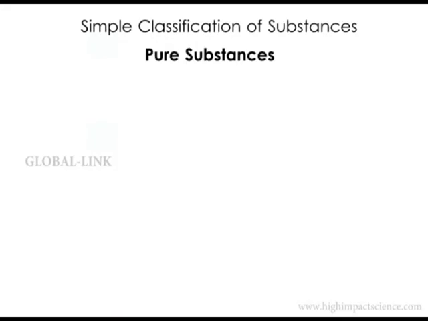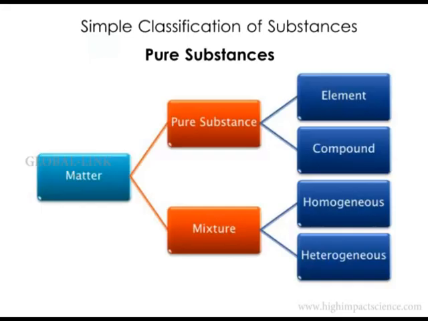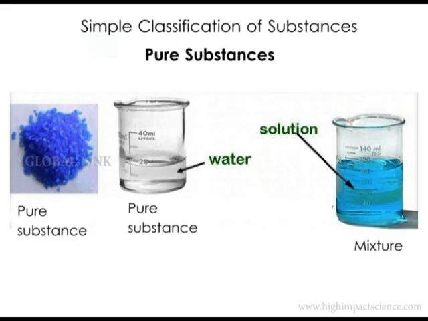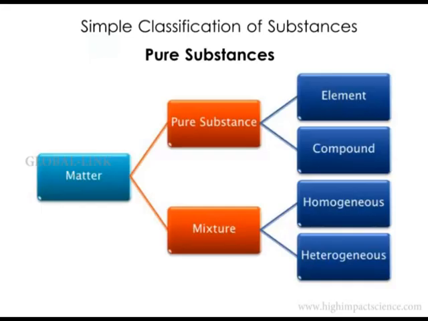Next, pure substances. Now, having looked at mixtures, their types and how they can be separated, we now look at pure substances. When a mixture is separated into its constituent components, those individual components are now pure substances. So, copper 2 sulfate is a pure substance. Water is also a pure substance. But a solution of copper 2 sulfate in water is not a pure substance. It is a mixture.